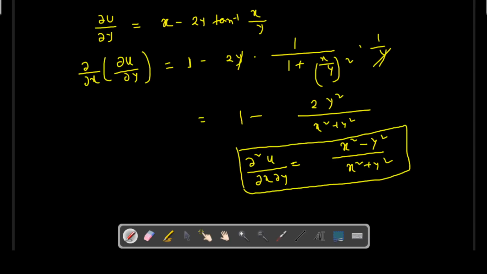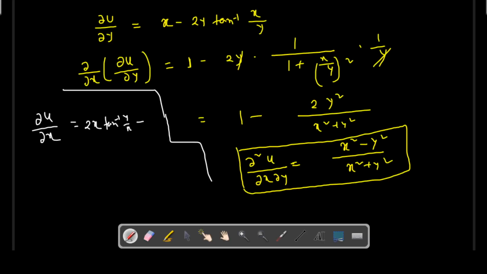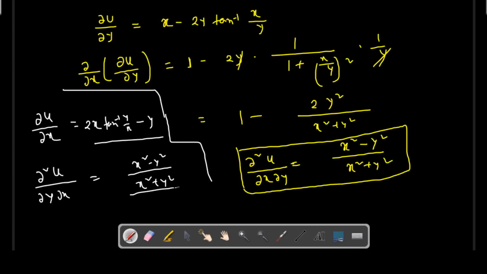Okay, similarly you can get first del u del x, and if you again make the same calculation for x, you will get del u upon del x, just I am giving you the result, that 2x tan inverse y by x minus y. And again if you take the differentiation, it is del 2u upon del y del x, you will get the same result, that is x square minus y square divided by x square plus y square. So I have left this thing for you as homework.